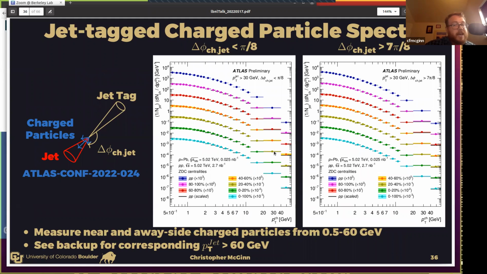This is just the jet tag charged hadron spectra. Much like when I showed you the Z spectra before, it's difficult to extract any physics from this. We have to take a ratio. But again, just want to highlight, we're looking at two delta phi jet-charged hadron selections, a near side of π/8 and a 7π/8 or away side.